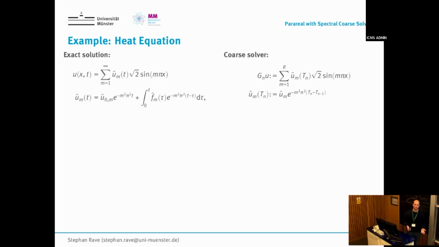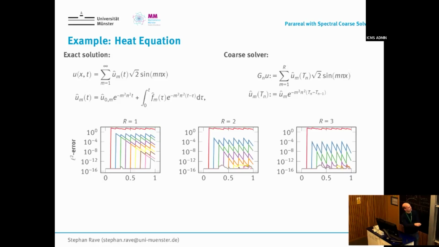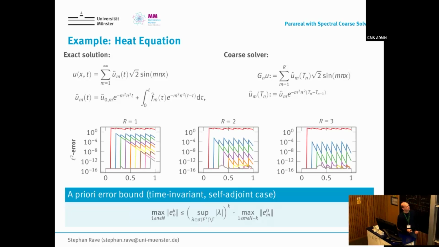And if you run Parareal with this, then the errors look like that. So for instance, if you include just 3 Fourier modes in your coarse solver, then here is no iteration, here is the first Parareal update, here is the second, and after 3, you're down to machine precision. So this converges really super quickly. And yeah, you can make this analysis a bit more general for arbitrary self-adjoint linear solvers.